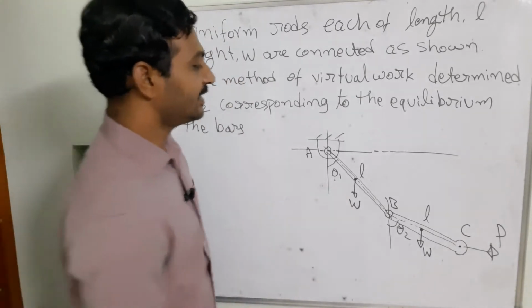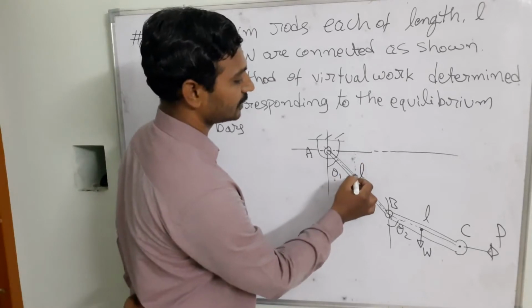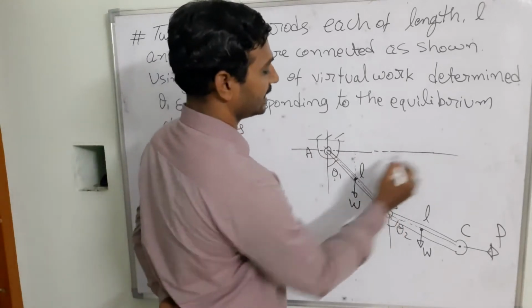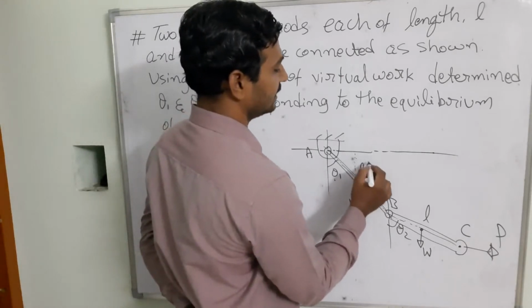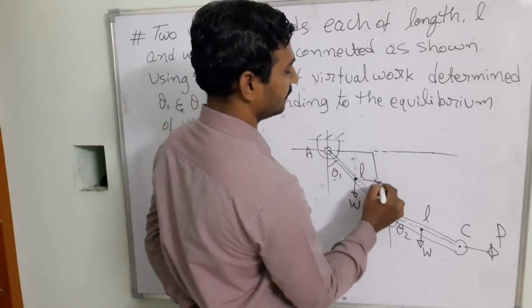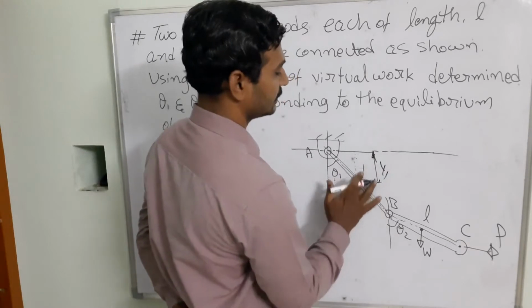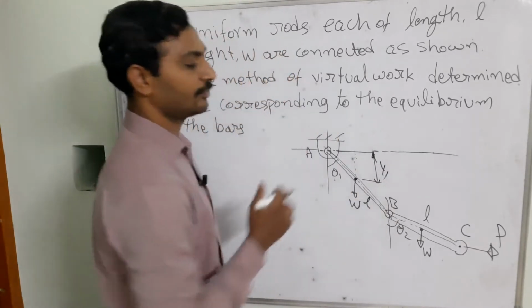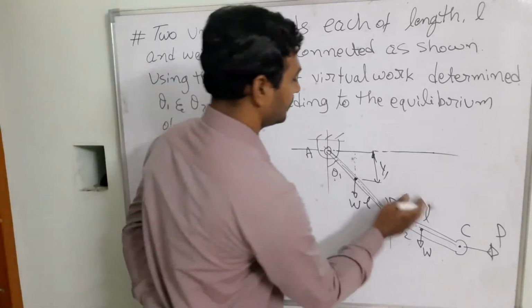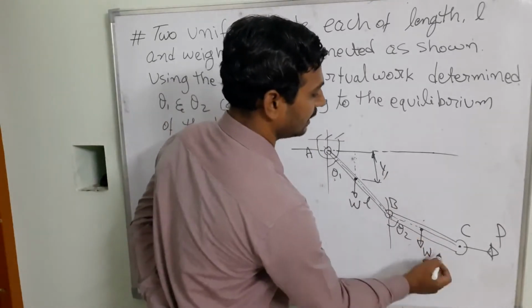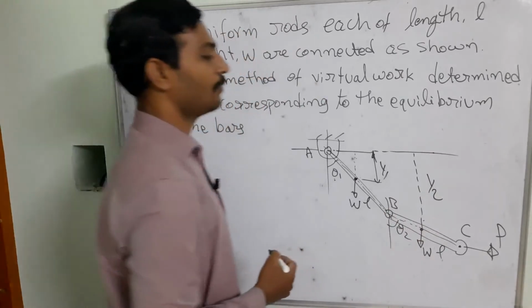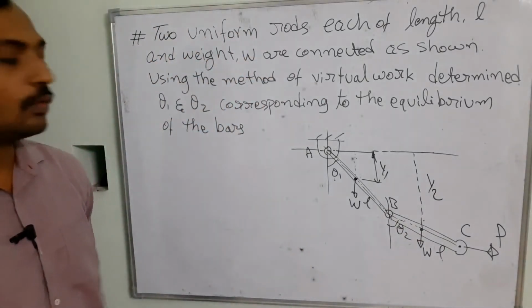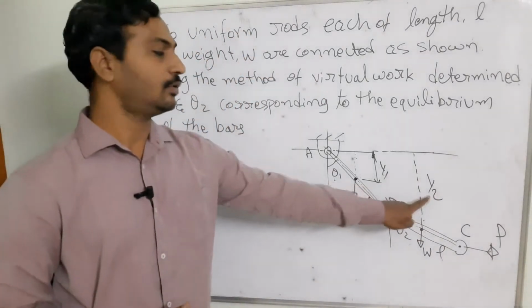So what is the distance here? This is the reference, and this is where the self weight is acting. This distance I call y1, where L is the length of this member. Similarly on this part, this distance I call y2. How do we calculate y1 as well as y2?